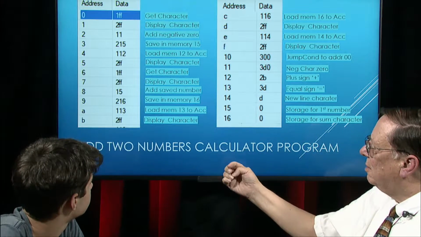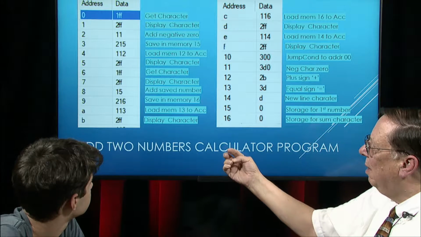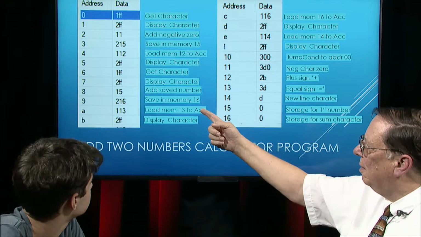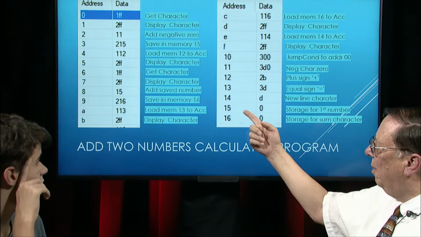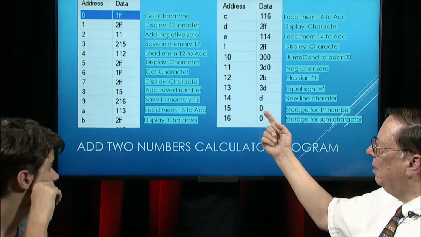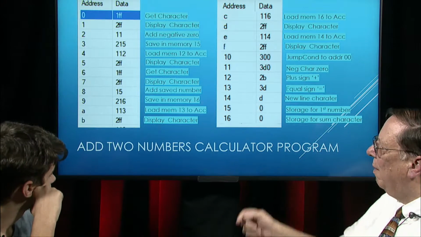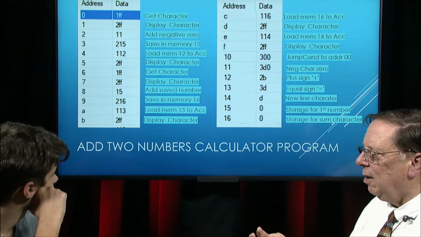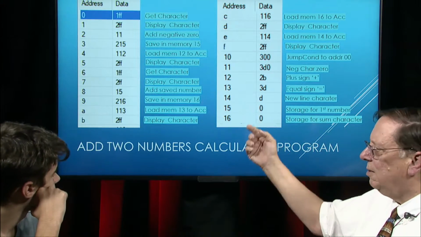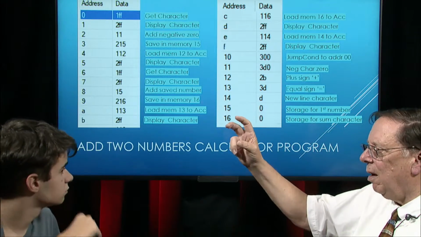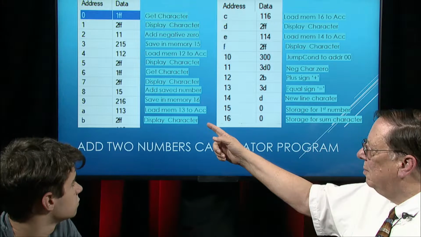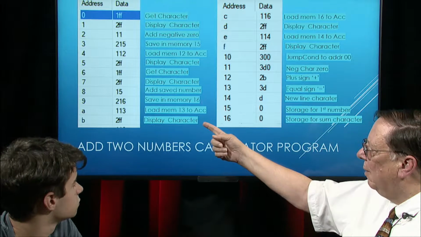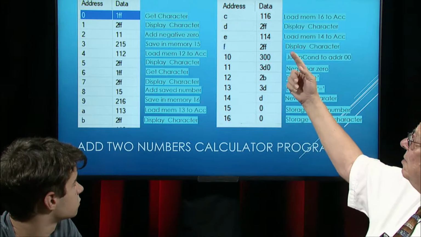Now we need to add the saved number to that. So we're going to say 015. We're adding the number that's in location 15 to that number, and that will create a character that is whatever that digit is plus the character that we just got. And then we're going to display that character, so that's our answer.